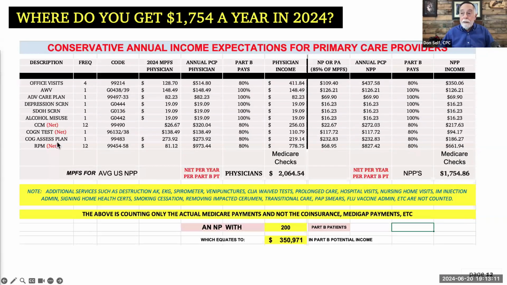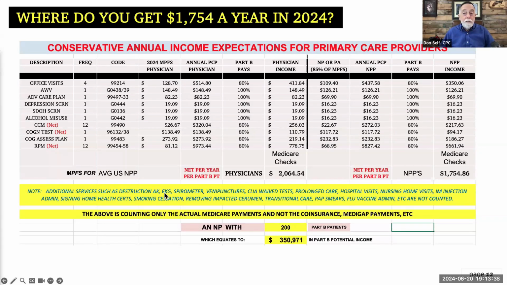And this right here kind of gives you, and some of you have seen this before, so I'm not going to spend a lot of time on it. This should give you an idea: if you're just doing primary care preventive services and you're making about 15% less than the physicians do, because that's what these numbers over here are, 15% less than these over here, in the actual collections coming in from Medicare, you should be generating about $1,754 a year.